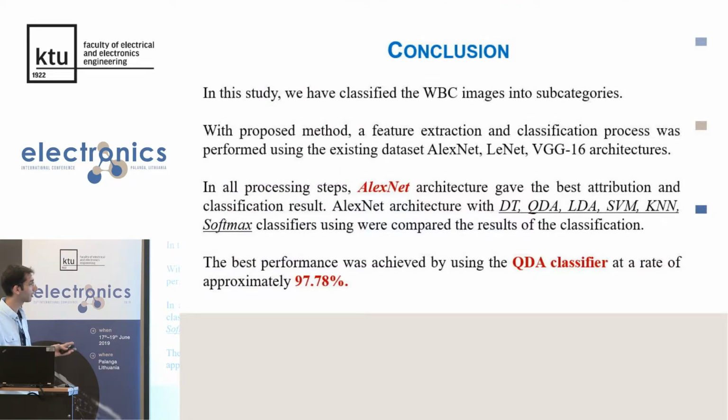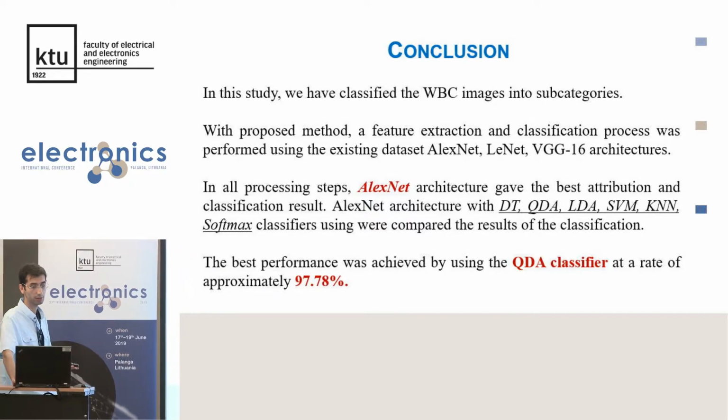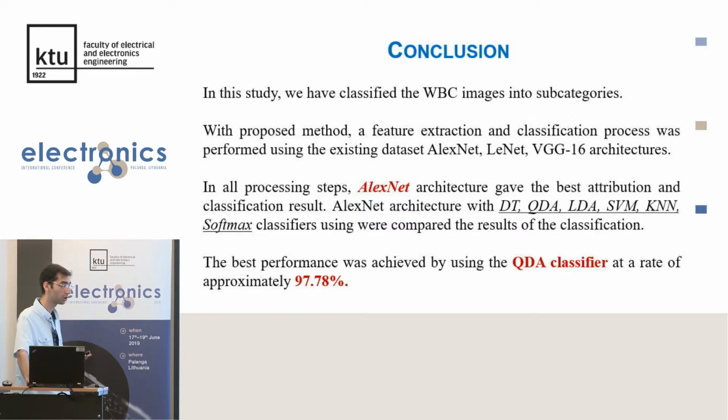In this study we did classification of WBC images into subcategories with preset methods, feature extraction and classification processes, comparing the performance of deep learning models and other models. Based on the results, the best performance was achieved by the QDA classifier with a rate of 97%.